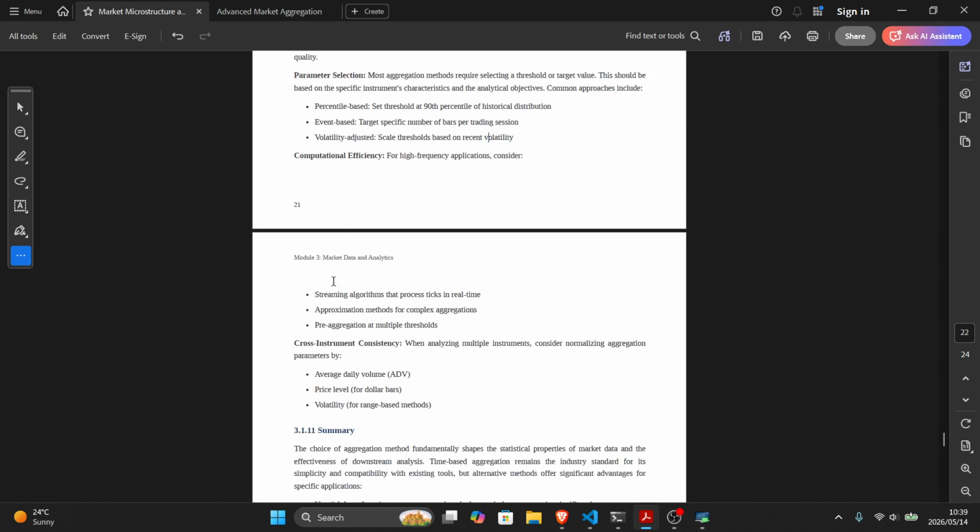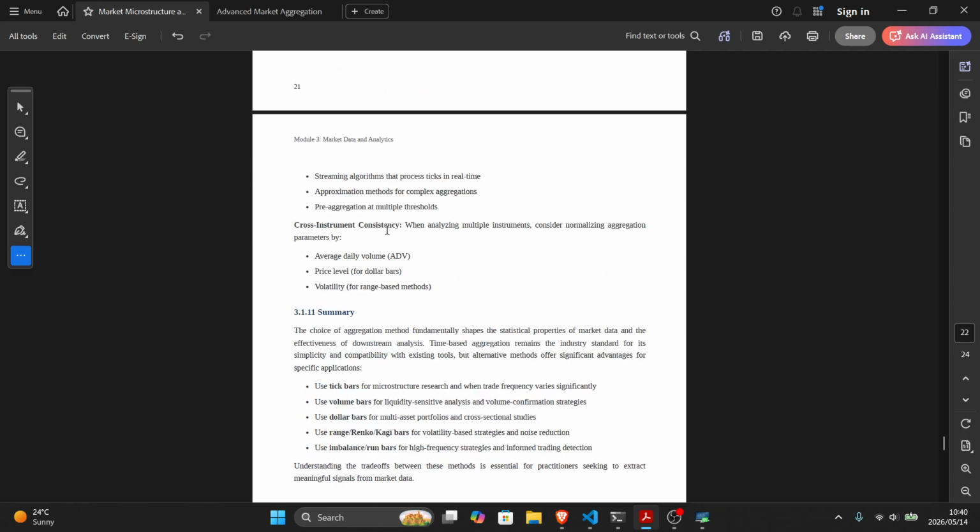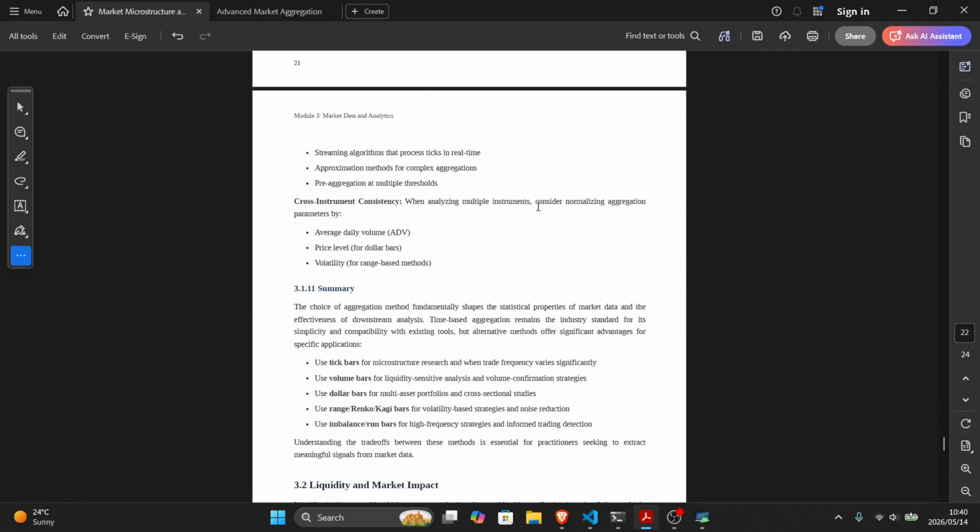Computational efficiency. For high frequency applications, consider streaming algorithms that process ticks in real time. Approximation methods for complex aggregation, pre-aggregation and multiple thresholds. Cross-instrument consistency. When analyzing multiple instruments, consider normalizing aggregation parameters by average daily volume.